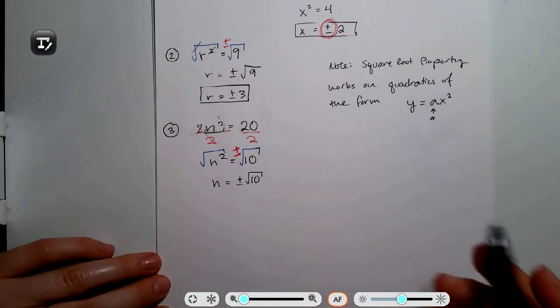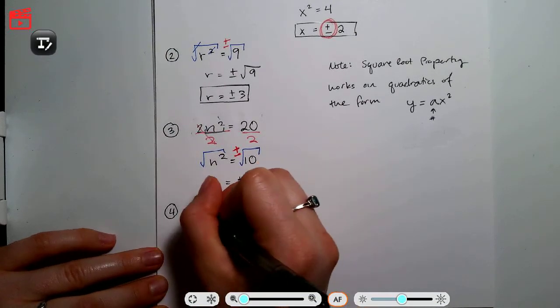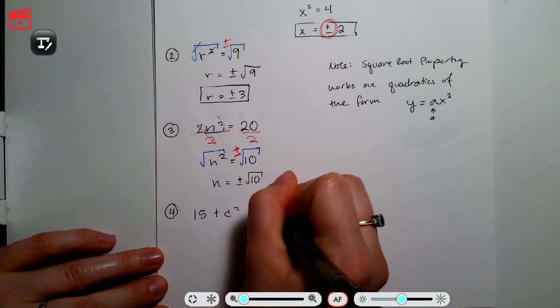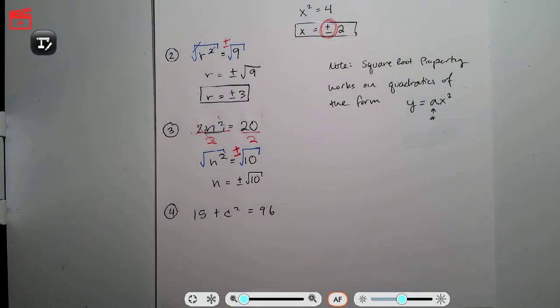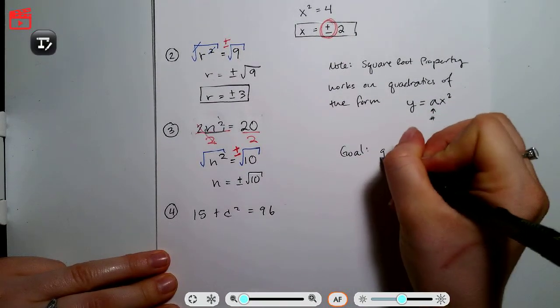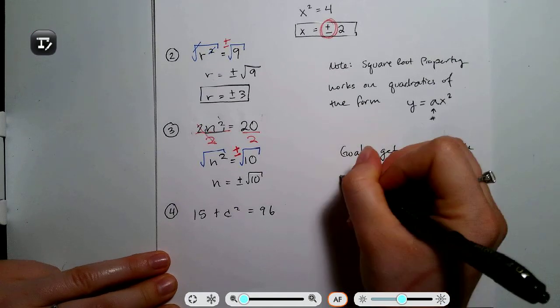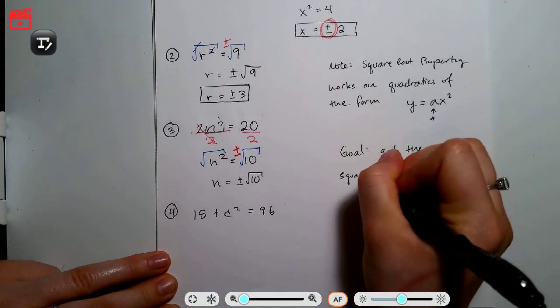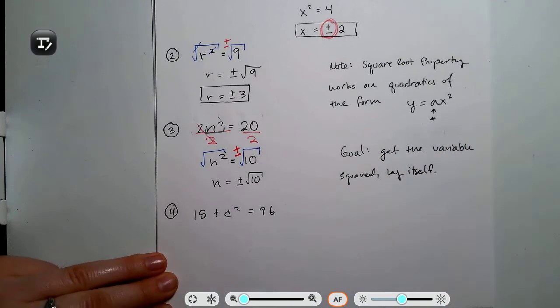All right, 2 more to go. Number 4. 15 plus c squared equals 96. Okay, same thing. Remember, my goal is to get the c squared by itself. And at the moment, it is not by itself. So goal: get the variable squared by itself. Kind of similar to how we solve linear equations.